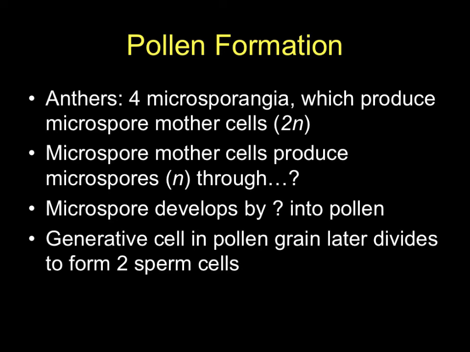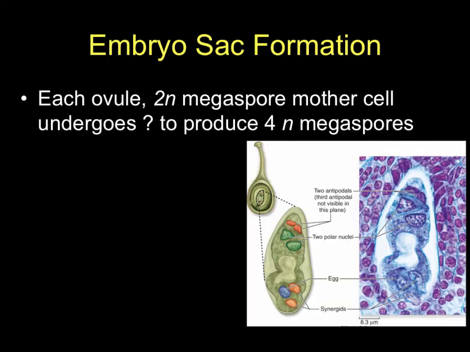So we have the progression here. This is like a flowchart sort of situation. You've got microsporangia produce microspores. Microspore mother cells go through meiosis to make microspores, which are haploid. Those then divide through mitosis into pollen and produce a generative cell and a tube cell, which can be involved in fertilization.